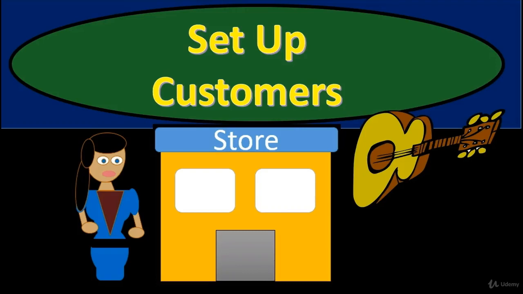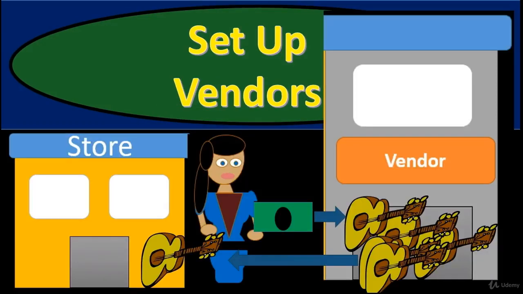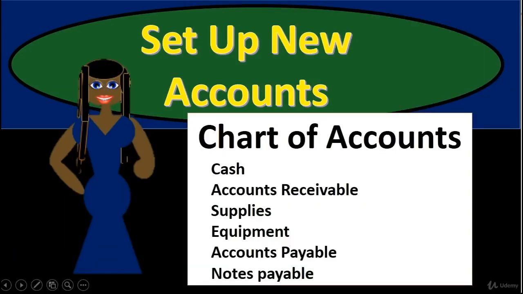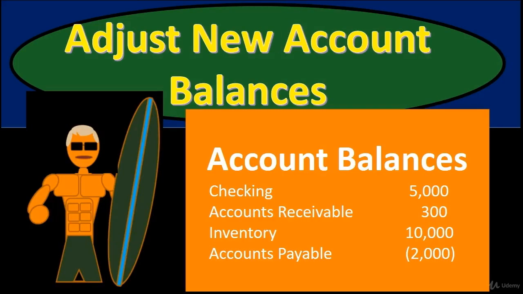We're going to set up the customers within our new company. We're going to set up the vendors within our new company, who we pay to. We're going to set up our new accounts. Now the chart of accounts will be set up already once we create the company file in QuickBooks, but we're going to observe the chart of accounts and then make some adjustments to customize that chart of accounts. Then we're going to adjust the account balances.